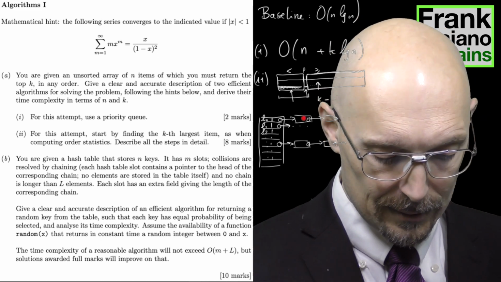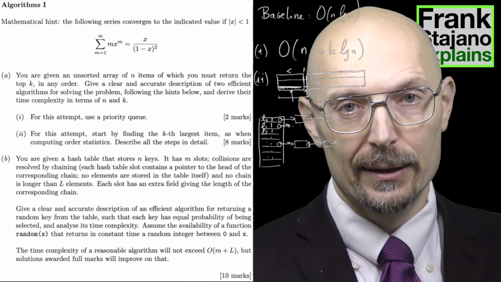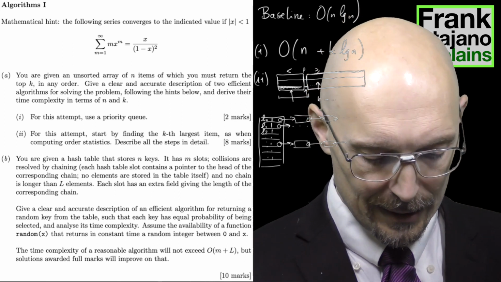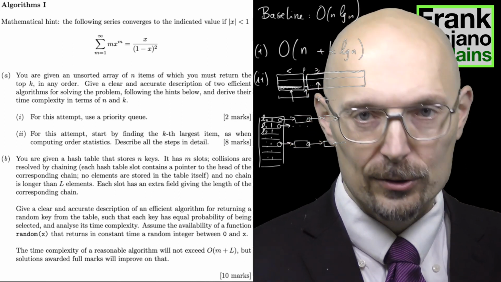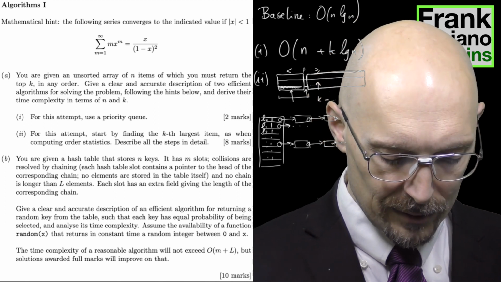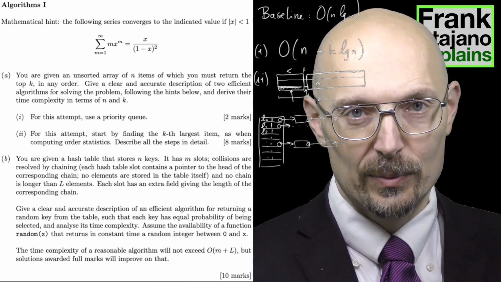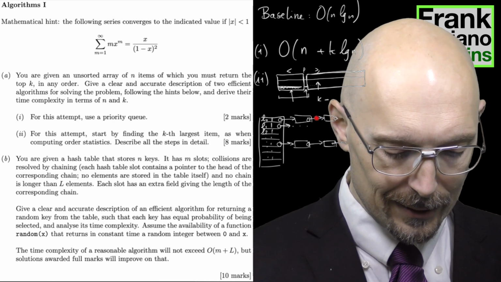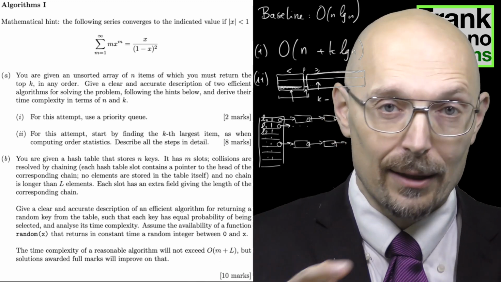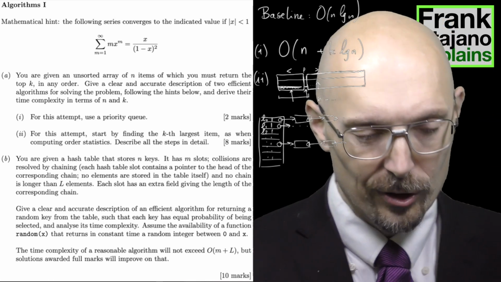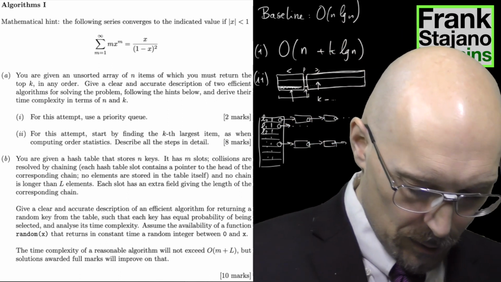If that chain here had length 100 and that chain here had length 2, then each element of this chain would be 50 times more likely to be selected than each element of this chain, after having done an equal probability selection between this chain and this chain. So that doesn't work. So what would work?